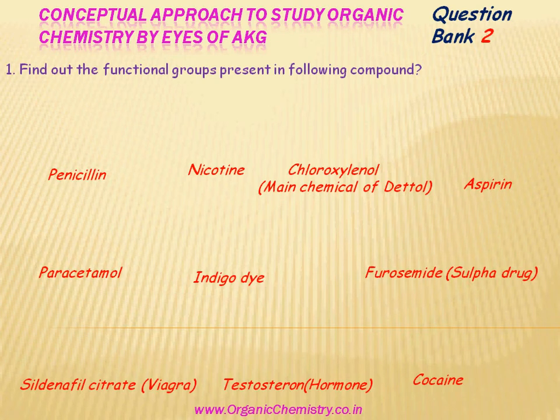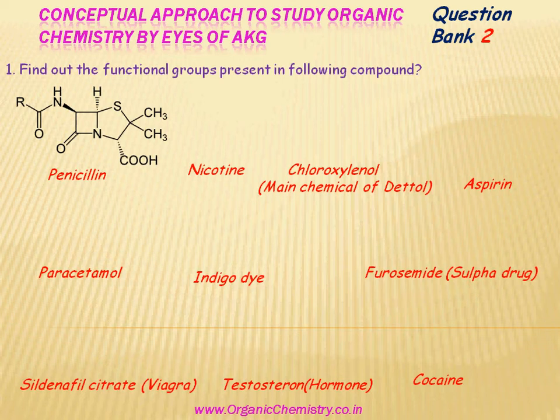First is penicillin. This is the structure of penicillin. Find out the functional groups present in this compound. When you analyze this particular penicillin, you will find RCONHC, this part is secondary amide. CCONHCC, this part is tertiary amide. CCOOH, this part is carboxylic acid. And CSC, this part is thioether.